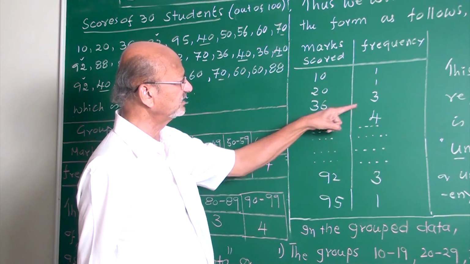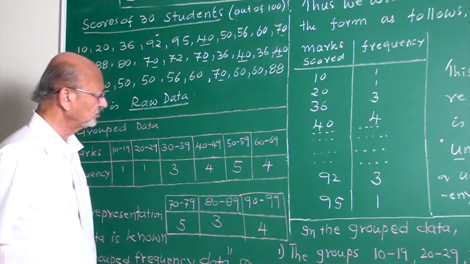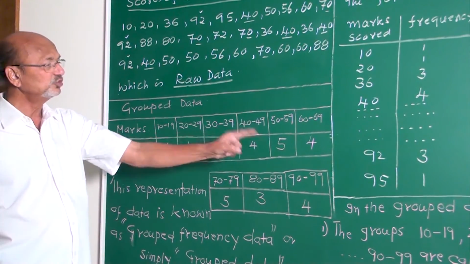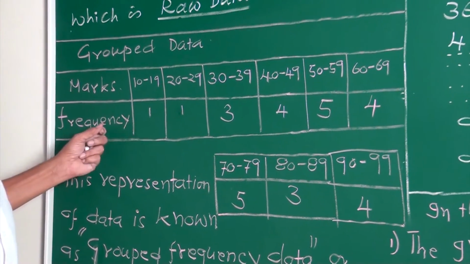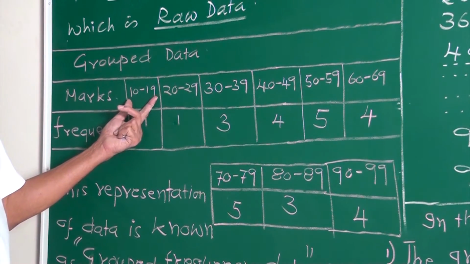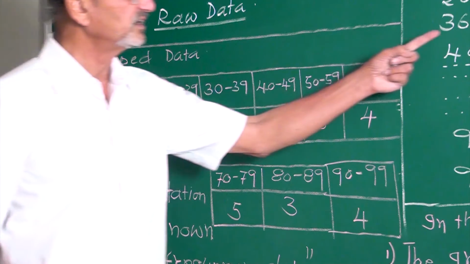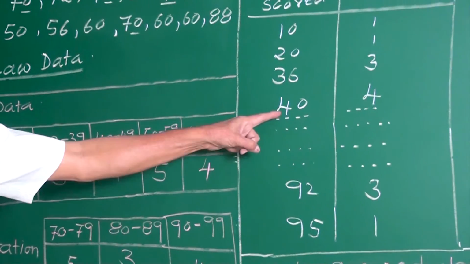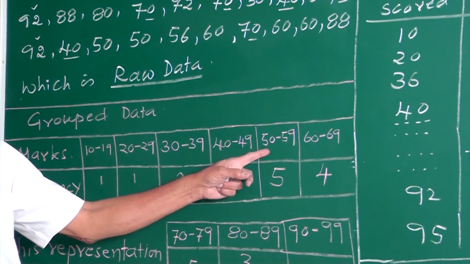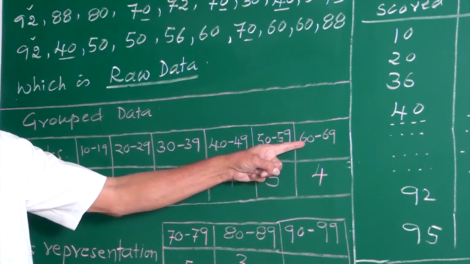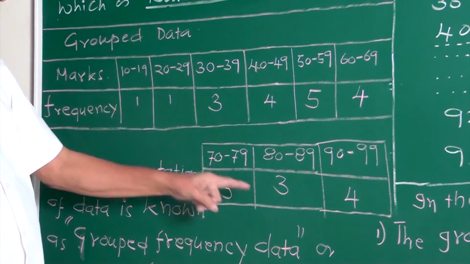Between 30 to 39, there are 3 students. Between 40 to 49, there are 4 students. Like this, we are going to group, my friends. Instead of writing individual marks, we write the same marks in terms of groups. Then we mention the frequency, the number of students who scored in this interval. Between 30 to 39 the number of students is 3, between 40 to 49 it is 4, between 50 to 59 it is 5, 60 to 69 is 4. 70 to 79, we can count them and write.